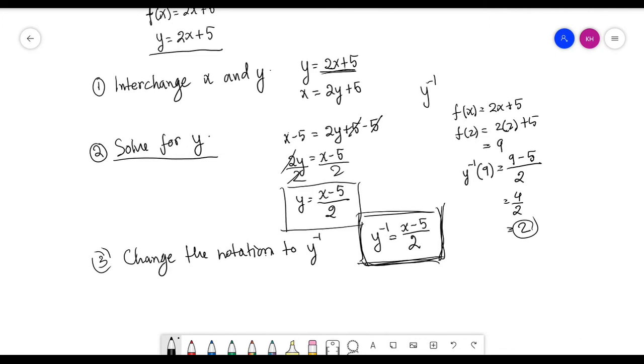So that's pretty much it. That's everything that you need to know about inverse function at this point of the course. There could be more complicated functions for which you have to find the inverse, which we're going to learn later on or in some other course. But for now, this is everything that you need to know to master inverse function.